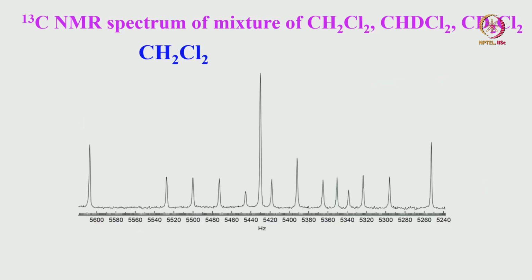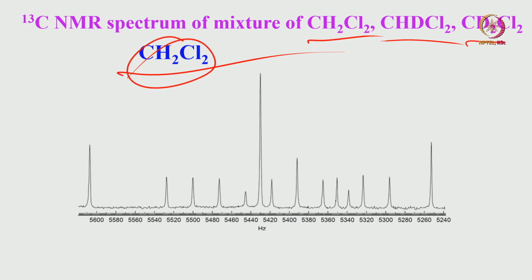We look at the carbon 13 spectrum of a mixture of molecules, not one molecule, 3 molecules. That is CH2Cl2 dichloromethane, CHDCl2, and CD2Cl2. See, 3 molecules are present. Of course, the CH2Cl2 spectrum we will consider first. The 3 molecules are CH2Cl2, CHDCl2, CD2Cl2.